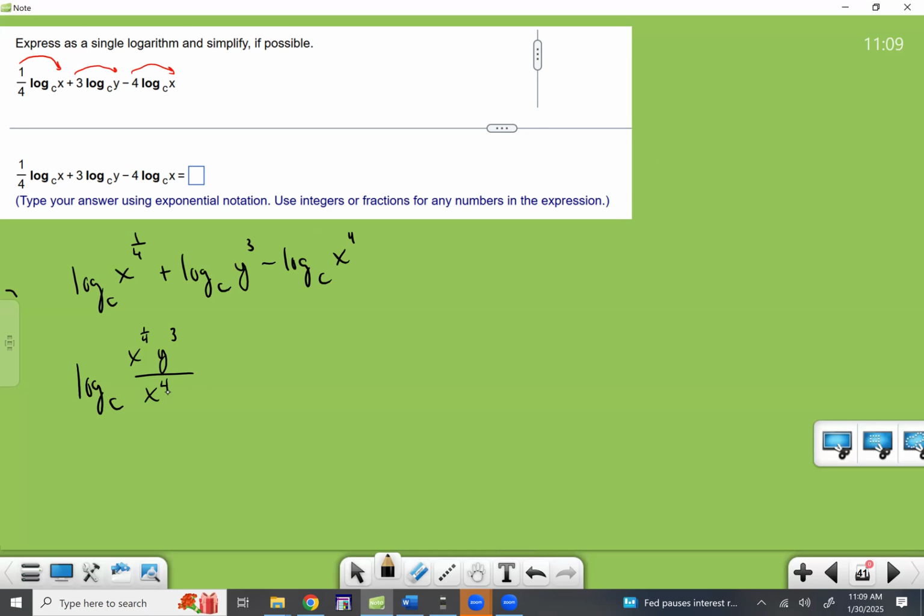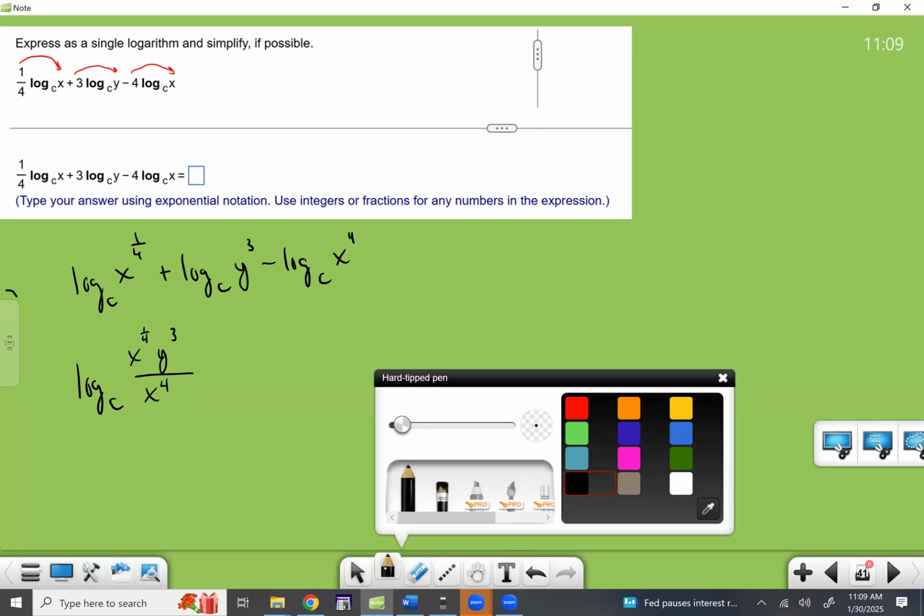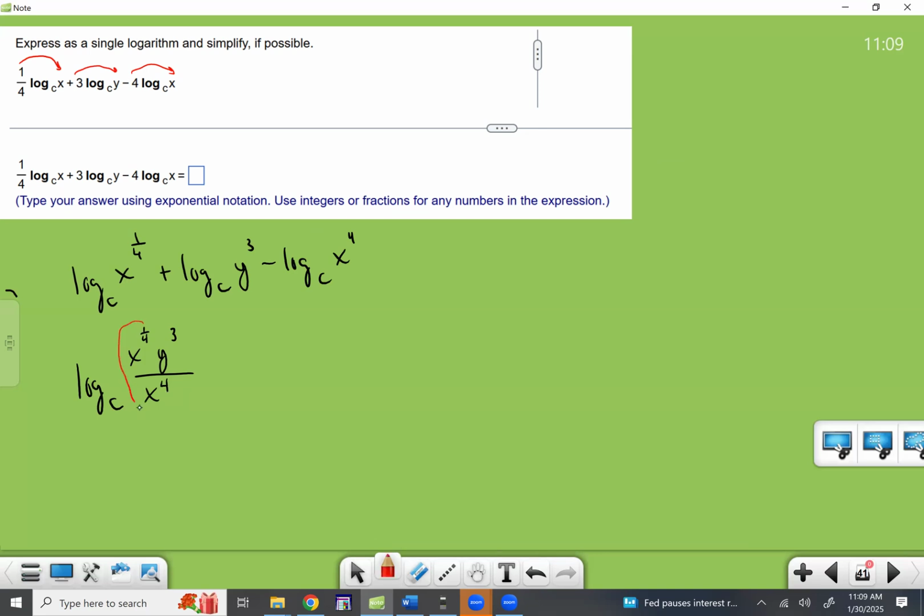Okay, so we have to try to clean this up if we can. I don't think it's going to like this right here. So it's going to want us to take care of that and clean that up.